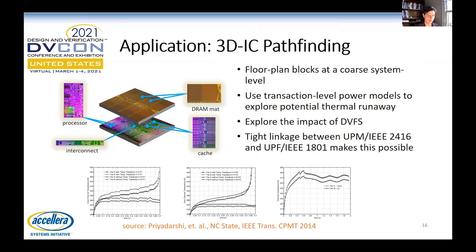The first two plots here are showing how much faster a thermal runaway was reached when we floor planned these cores on top of each other rather than distributed. We also explored the impact of throttling the processor before it reached thermal runaway, as shown in this third plot. So this was all done with homegrown tools that were not particularly reliable. But with a combination of 2416 and the 1801 standards, we can actually start to build reliable floor plan optimization tools that take things like chip stacking and DVFS into account.